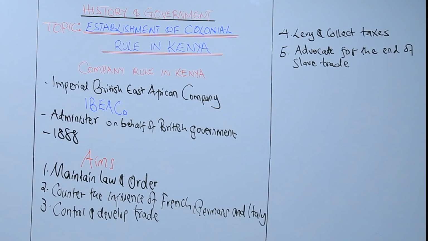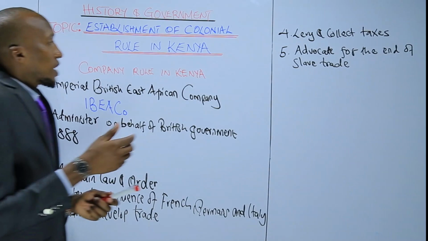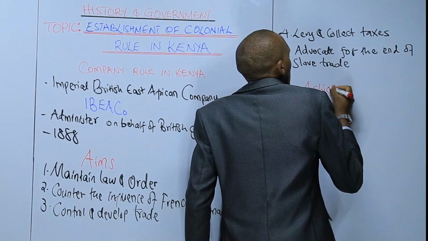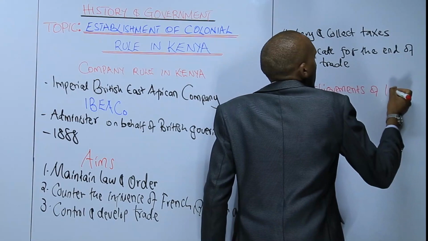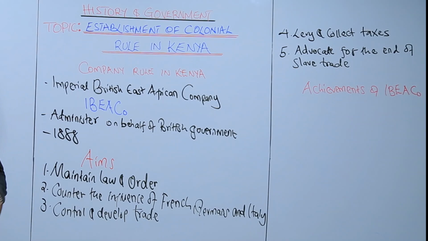Now, as they were controlling and exercising their authority over this territory, they had several achievements. Now, that is the next thing we are going to look at: the achievements of the Imperial British East African Company.